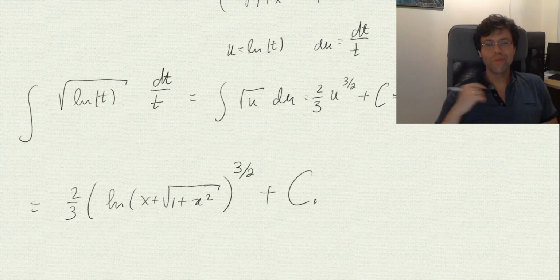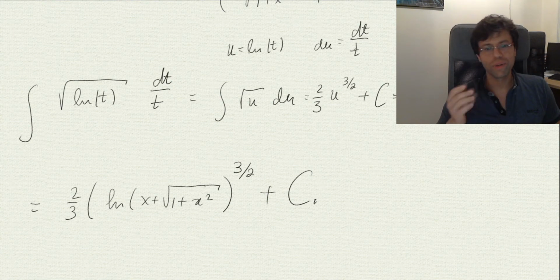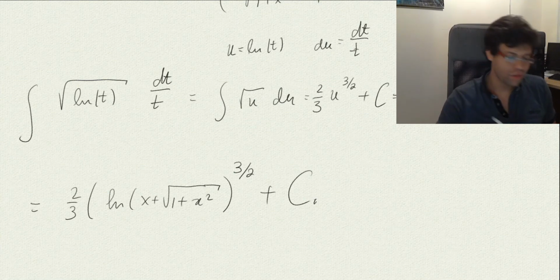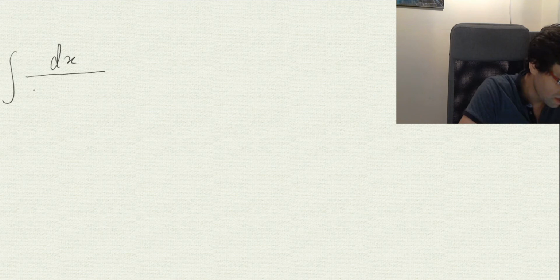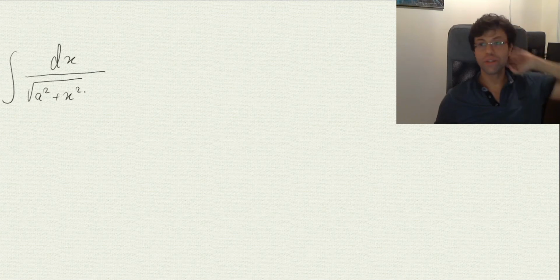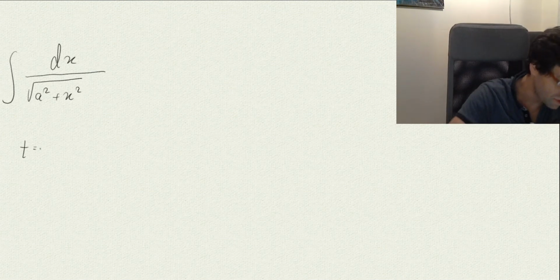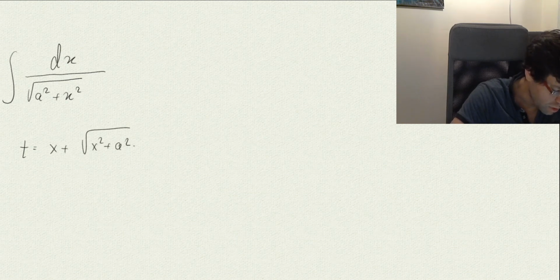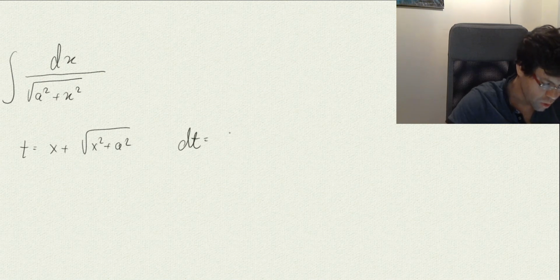And this is it. So maybe you would like to discuss another instance where this Euler's substitution is convenient, or where it works. So for example, suppose that we want to compute this integral dx over, say, a squared plus x squared. Then actually the genius of Euler is that he proposed to substitute t as x plus the square root of x squared plus a squared. And then as we computed, dt would be 1 plus x over the square root of x squared plus a squared. This is all dx.